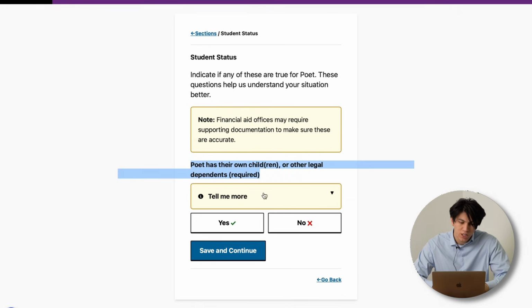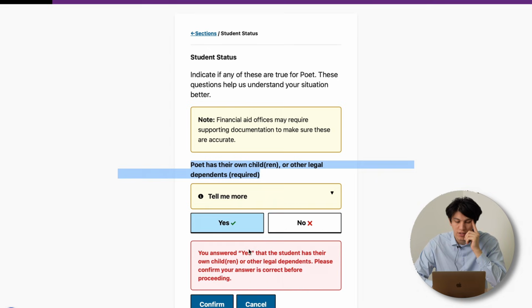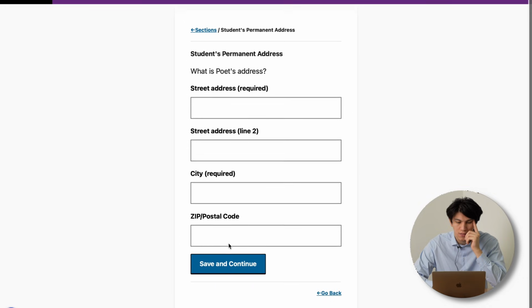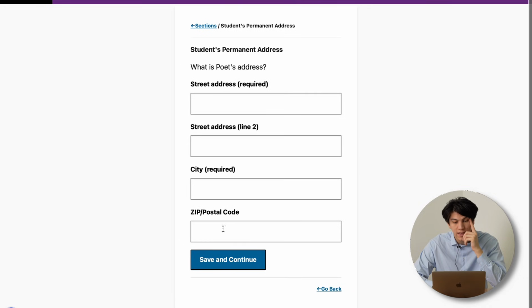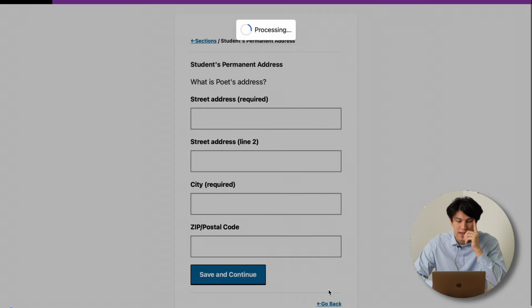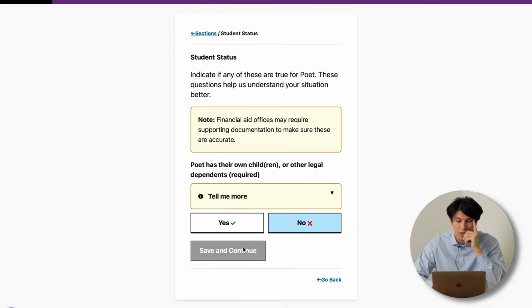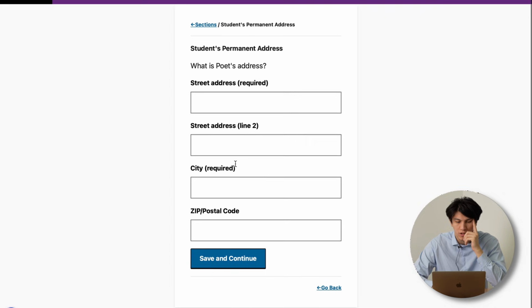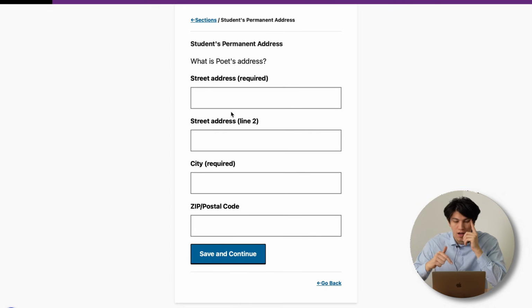Poet has their own children. If you put your own children, they will ask you information about your children and so on and so forth. If you don't, they will not ask any questions. So that's how they work. If you put yes, for example, as you can see, in the later part, they will be asking the question. So therefore, I'll be putting no, and most of you will be putting no. If you have any problems with having children, just let me know. We're going to deal with it.